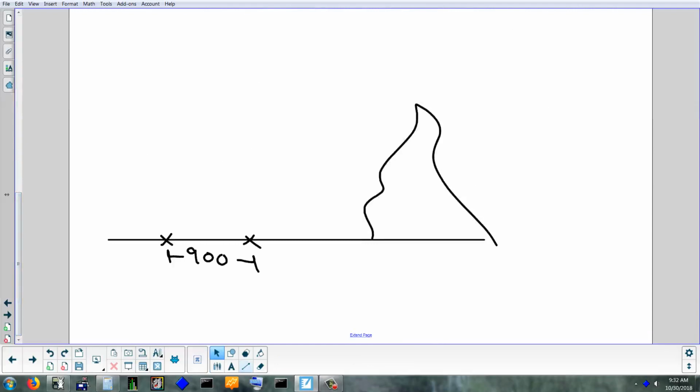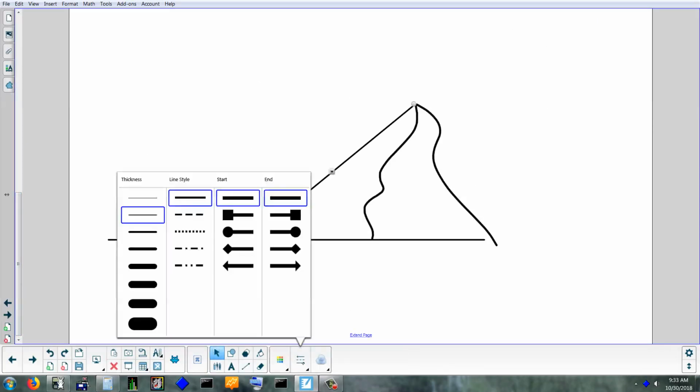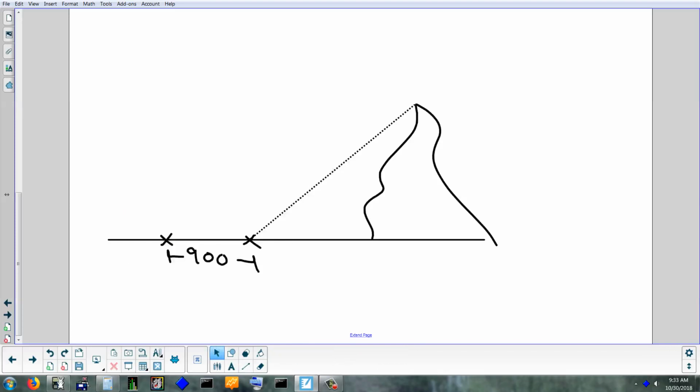Now, when I measure to the peak, you pretend like there's a laser on that scope and you're shooting it right to the peak. I'll put it as a dotted line so we remember that's our laser, that's our sighting to the peak. And then we back up 900 meters and we do another sighting to the same peak. Now, when I do the first sighting, what was my angle of elevation? 47. And then when I did the second sighting, what was my angle of elevation there? 35.